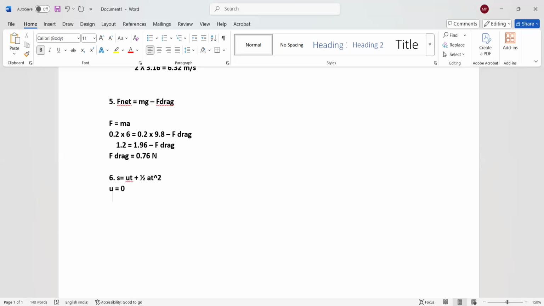Now substituting the values. We know S, that is distance, is 5. So 5 is equal to u into t. u is 0, so 0 into t is 0. Okay, so we'll just write half into, we don't know the value of a, so we'll write half a into 2 square.